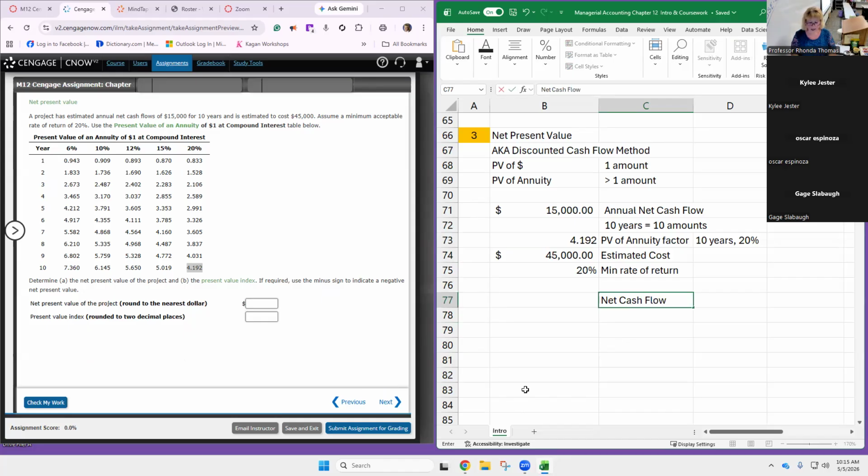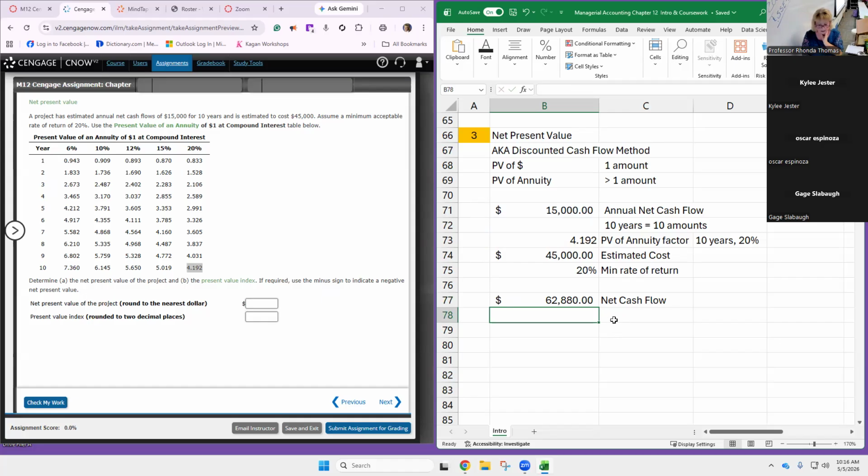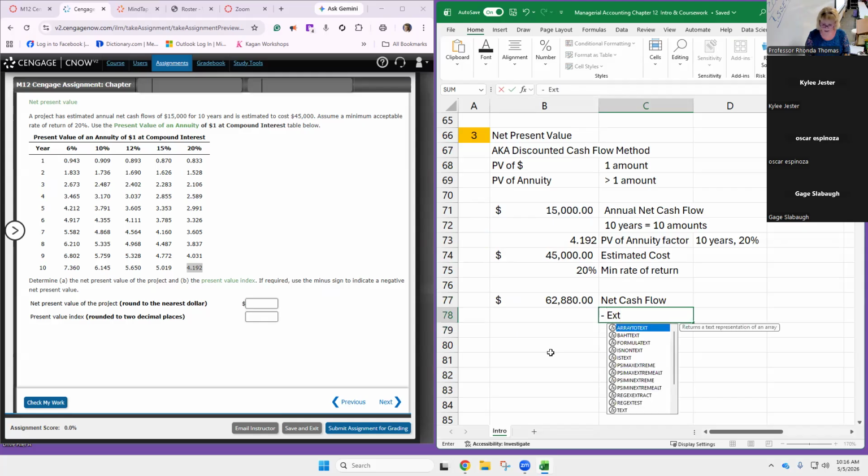So this is 10 years into the future. We're going to take the annual cash flow, and then take it times the factor that we found from the table. Okay, and we get a dollar value. And then we have to subtract the estimated cost. So, less the estimated cost.